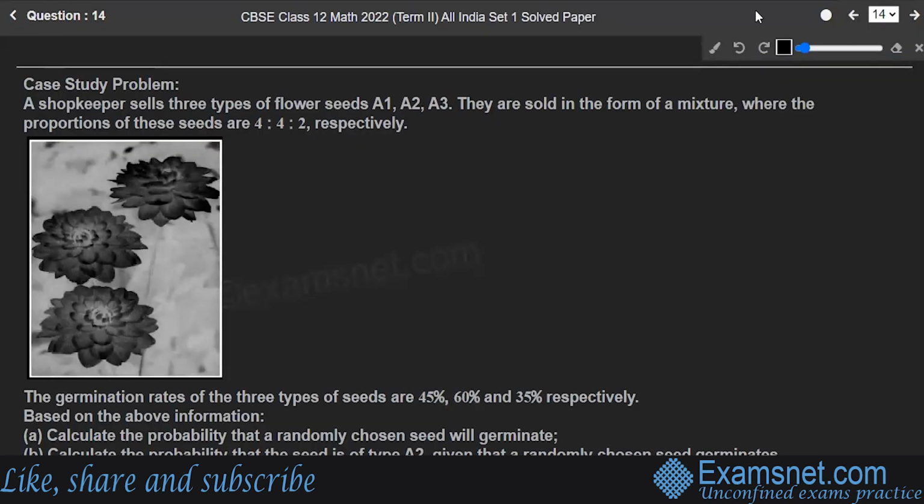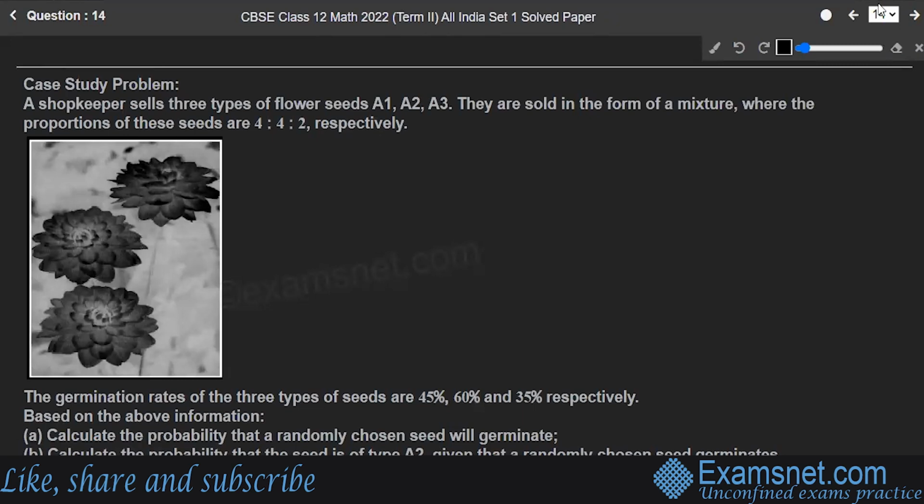Question number 14. This is the last question for this set of the paper. This is a case study. Mostly you have the last question as a case study. It says a shopkeeper sells 3 types of flowers, A1, A2, A3. They are sold in the form of a mixture where the proportion of these seeds are 4:4:4 respectively.